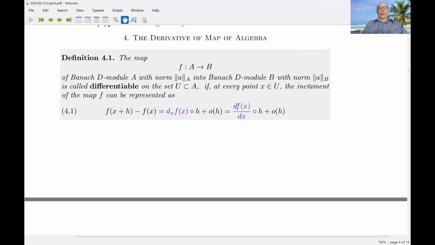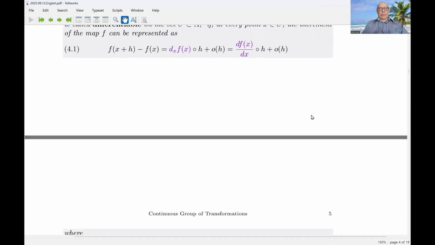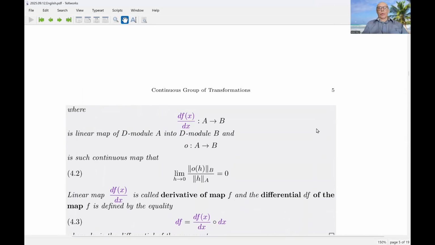Now we're ready to consider calculus. The map F of Banach module A into Banach module B with corresponding norms is called differentiable on the set U if at every point x in U, the increment of the map F can be represented as equality 3.1, where dF/dx is a linear map of the module A into the module B, and o is such a continuous map that it has norm 0, equality 3.2.